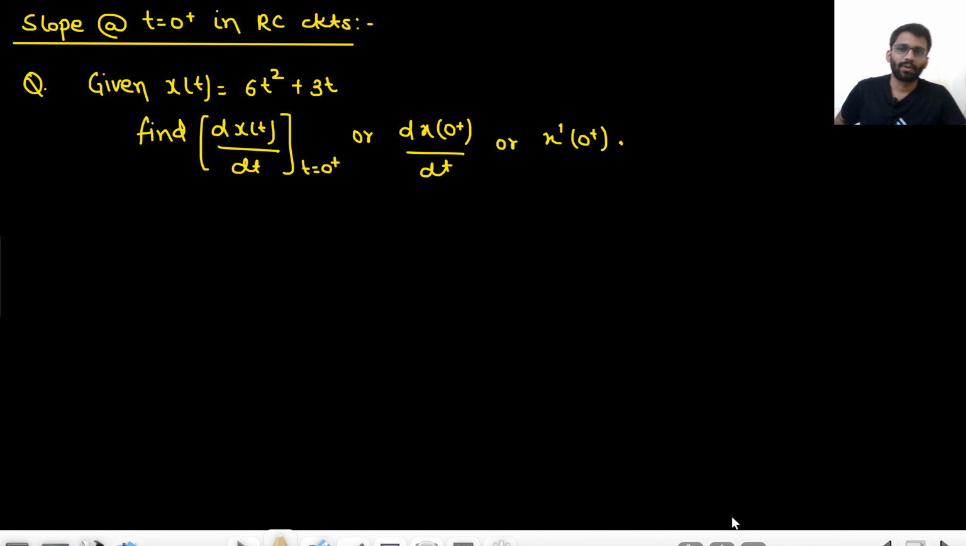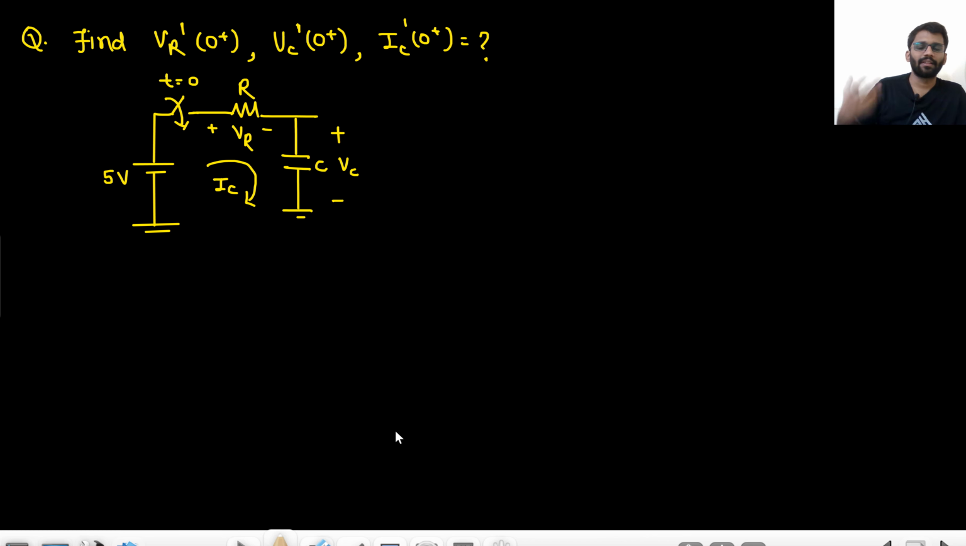Okay, the questions are over now. In the next video, we will see a concept like the slope at t equals 0+ in an RC circuit. Like if this circuit is given, they can ask you what is the slope of VR at t equals 0+, what is the slope of VC at t equals 0+, what is the slope of IC at t equals 0+. There is one method you can solve, that's by writing the equation, then differentiating the equation and then putting t equals 0. But there will be one more method that I will tell in the next lecture. Okay, thank you.